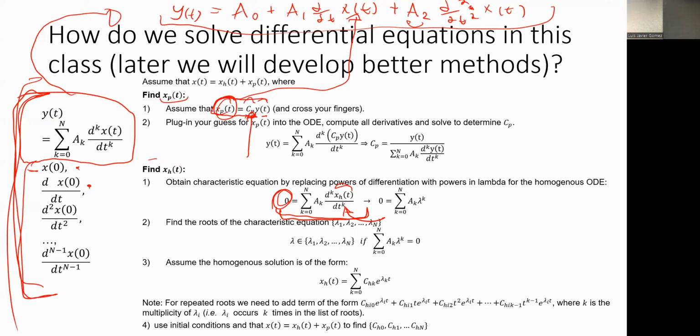So far, you should know how to do this part and this part separately. Now we're going to actually put it together. I think this seems a little bit complicated because it's abstract, so I'm going to go over an example and hopefully that will clear up what the steps are. But this is going to be the general heuristic. First you find what we call x particular, then you find x homogeneous, and your total solution is both.